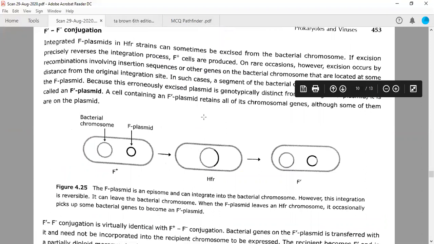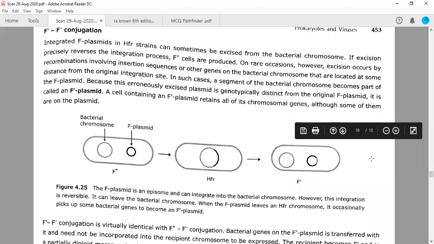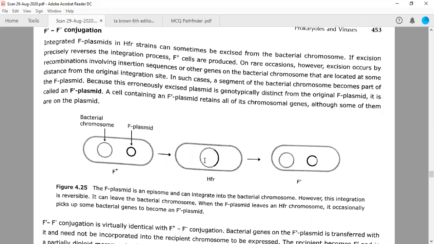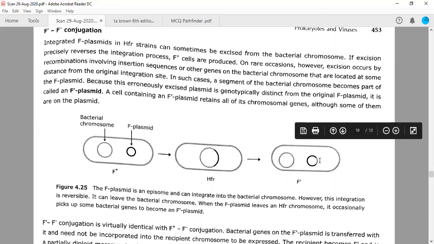Now there is a third term. I hope up to here you are able to understand the differences between F positive, HFR, and episome, right? Now the fourth one is F dash. What is F dash? Suppose this F positive cell's F plasmid is integrated into the bacterial chromosome to make an HFR. You understand this? Now it may happen that for several generations it will replicate, and then it will change its mind, and come out of the bacterial chromosome, right?